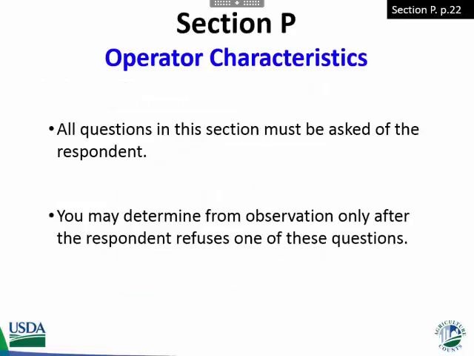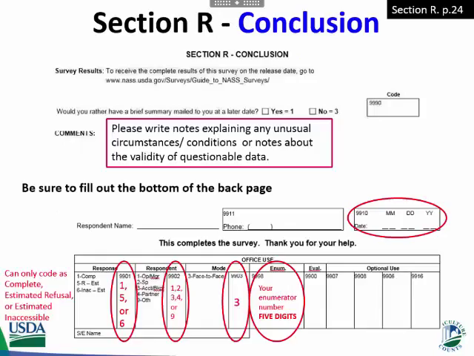The operator characteristics section can be a little touchy. We do need to ask, but if they refuse one of these questions, then you can guess from observation only. A lot of cases it's easy to guess, but make sure you're at least asking one or two of them, for statistical purposes. You don't want to assume that you know anything.